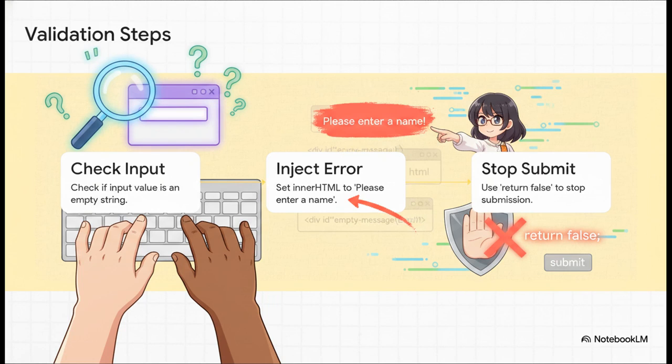Step 1. We check the value of the input field. We're essentially asking, if myForm.name.value is equal to an empty string, meaning the user left it completely blank, we have a problem. Step 2. We grab that empty message div from earlier and set its inner HTML to display the text, please enter a name. Boom. Now the user sees their mistake. Step 3. We execute a specific command to stop the submission dead in its tracks.